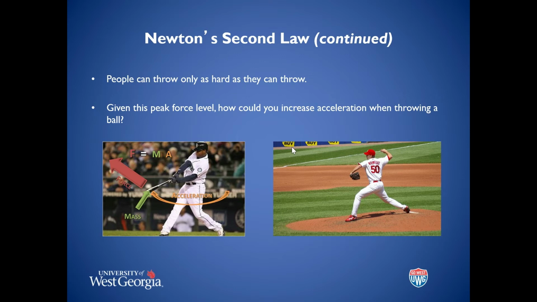And so if we can't physically throw any harder, we can't add any more force, how could we increase acceleration of throwing a ball? Well, it could be due to the angles. It could be holding on to that ball a little bit longer before we release it, so we're applying that force over a greater distance. Or it could be the fact that we change the mass. So maybe you switch to, in this case, you can see on the left-hand side, maybe a lighter bat. We decrease the mass.